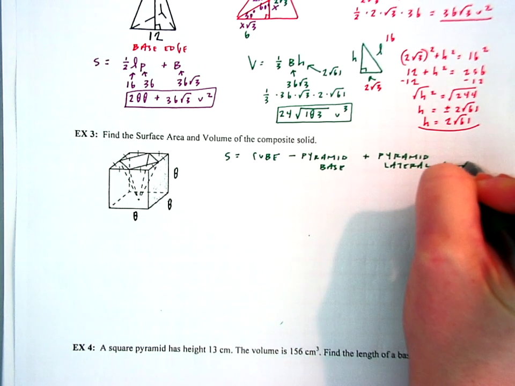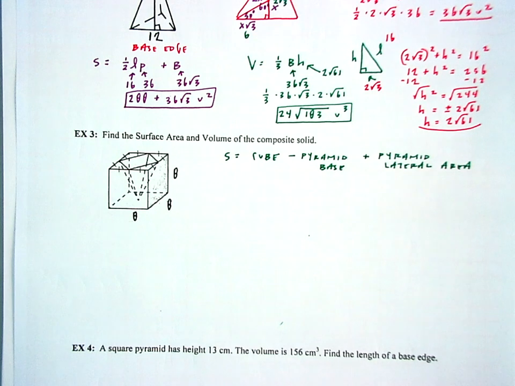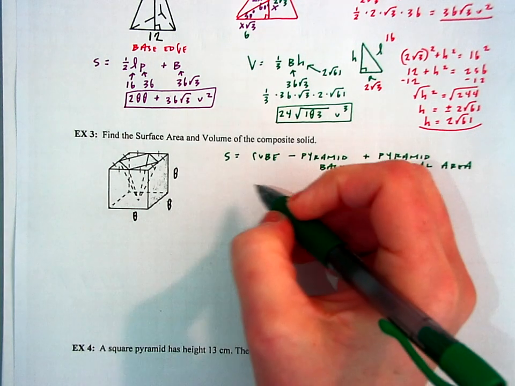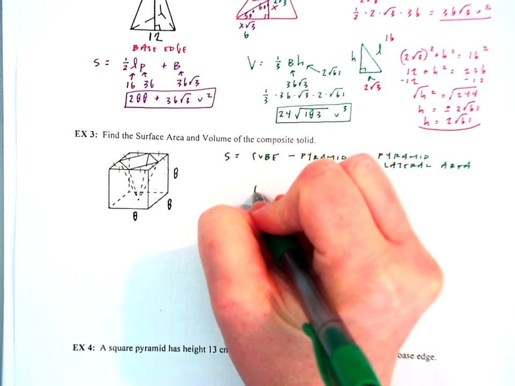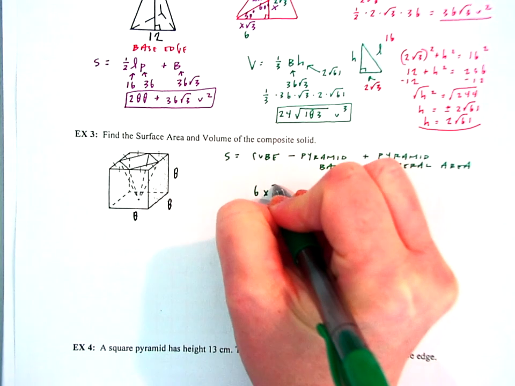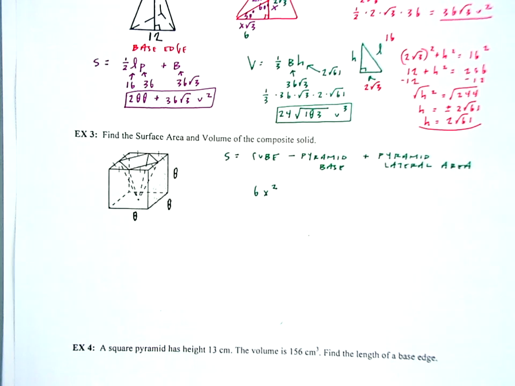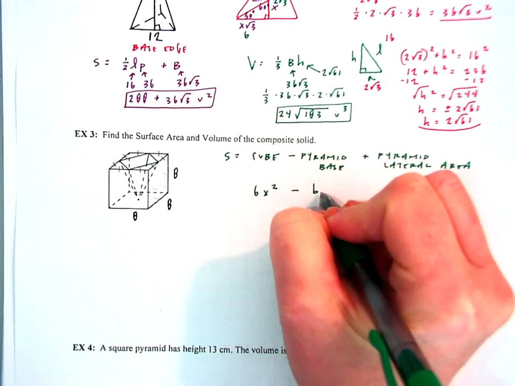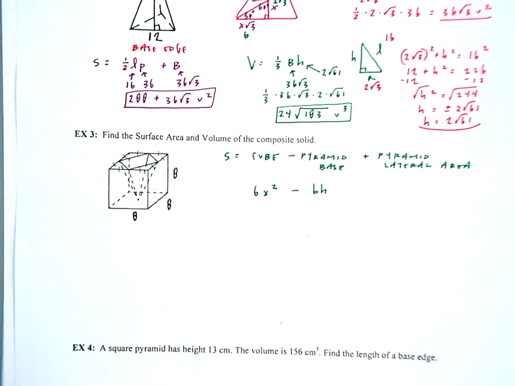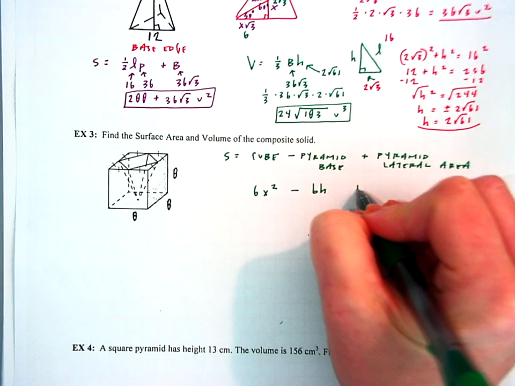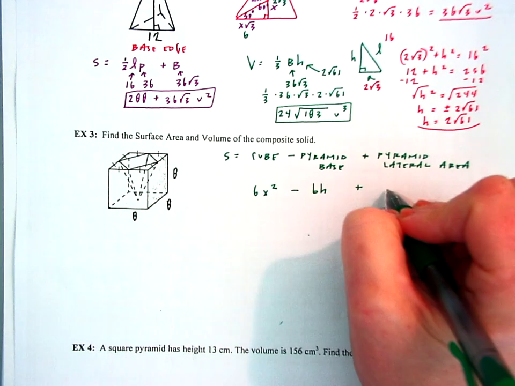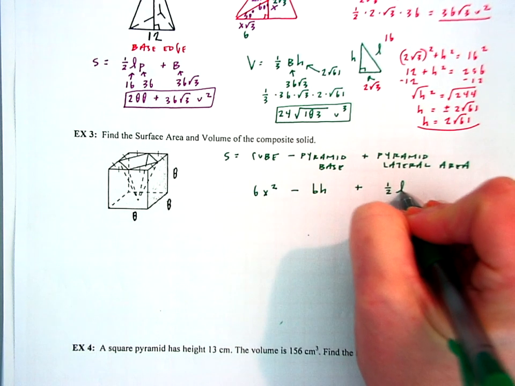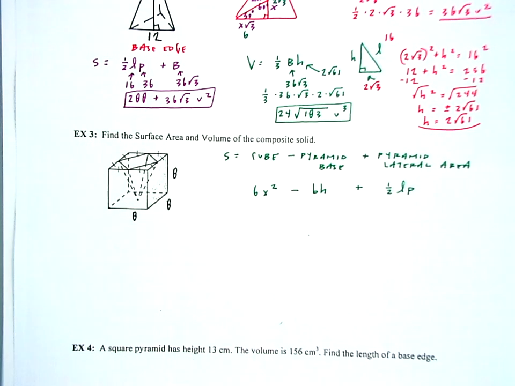Okay, so if I lay out my formulas first, I know that my cube, 6 times a side squared. My pyramid base, well, it's just a square, so it's got to be base times height, or a side squared, could write it as x squared also. And then my pyramid lateral area is 1/2 the slant height times the perimeter. Okay, so I know exactly all the things that I'm going to need.